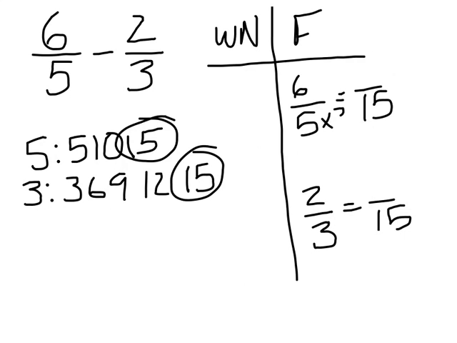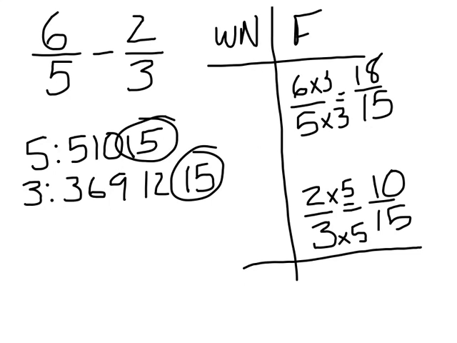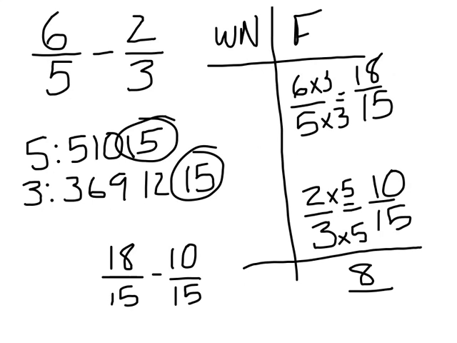I know that 5 times 3 is 15, and 6 times 3 is 18. What is 2/3 when I change it so that it's over 15? It's 10 over 15, because 3 times 5 is 15, and 2 times 5 is 10. Remember, I always have to multiply by the same number in the numerator and denominator. Now I can subtract. What's 18 over 15 minus 10 over 15? I get 8/15.